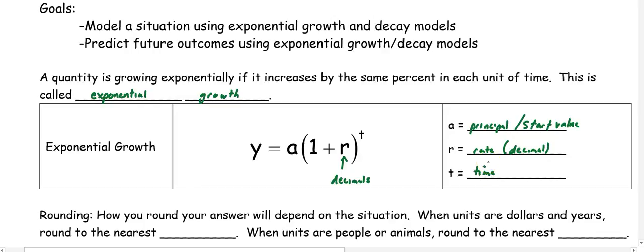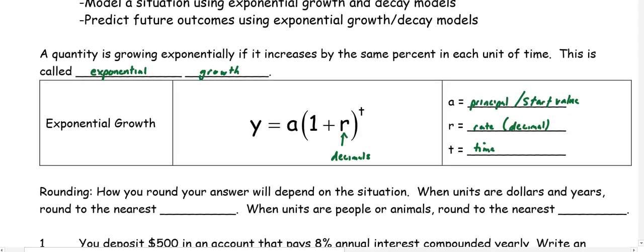So let's talk about rounding. When we're looking at our answers, we need to decide how we should round them. So if we are dealing with dollars or years, we're going to round to the nearest hundredth. When we're dealing with people or animals or objects, we're going to round to the nearest whole number.